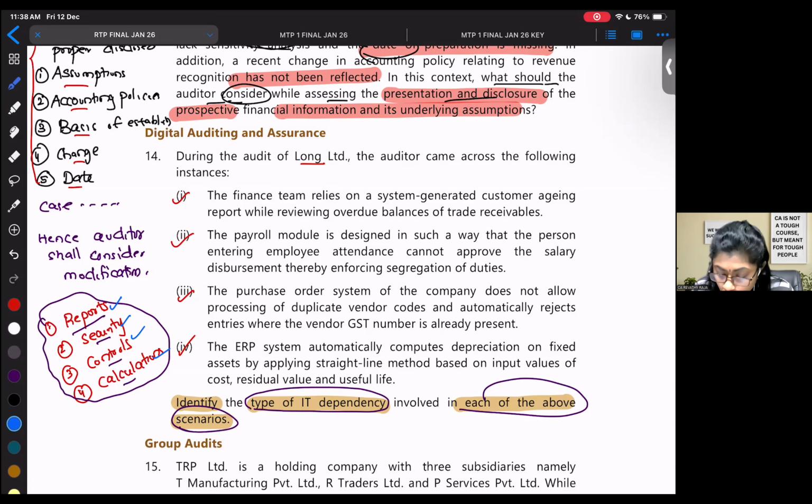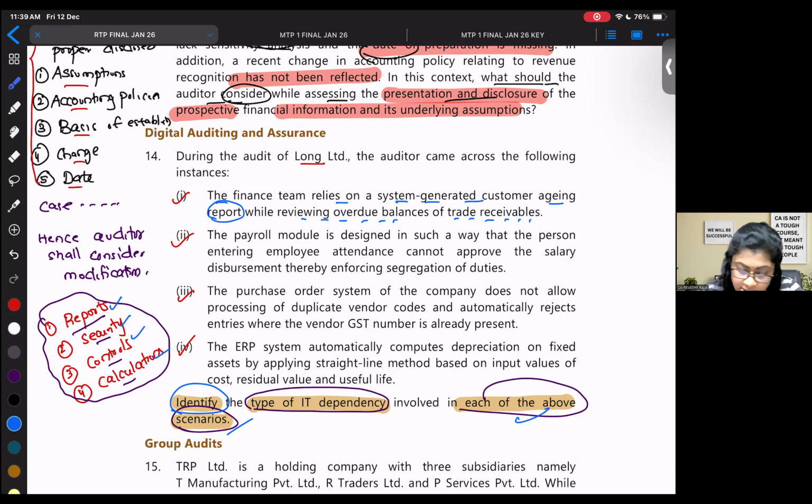So they have asked you to identify what in each of these cases. That's it. Simple question. 4 marks, 1 mark each. Can you reply? The first one: the finance team relies on the system generated aging report while reviewing the overdue of receivables. You have to see the aging analysis of debtors.